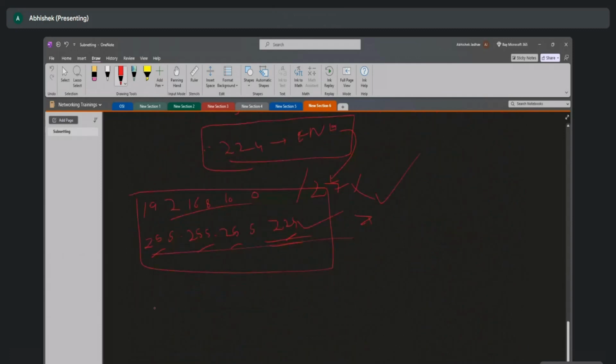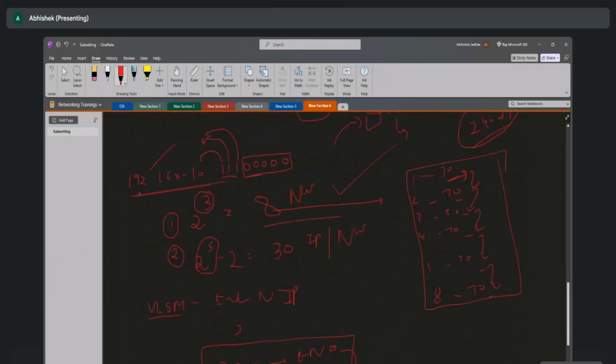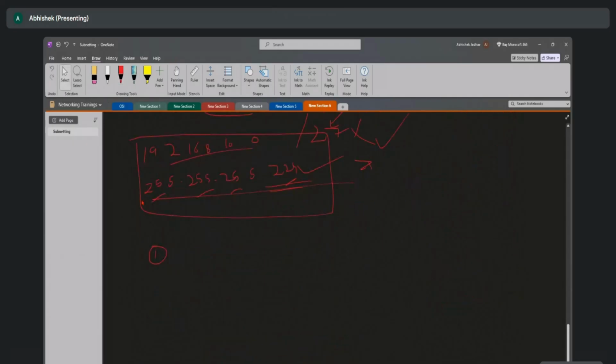So let me just start now. In our current example, we needed 8 networks, right? For 8 networks, the first network is already given to us, which would be, let me just take this, 192.168.10.0. This is the first network IP, right? Now, what is the second network IP?